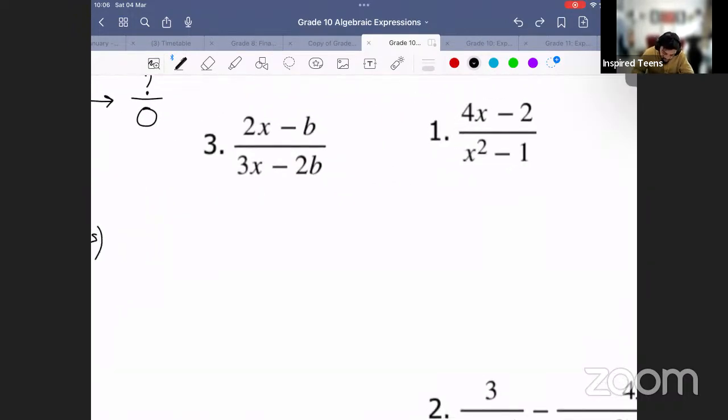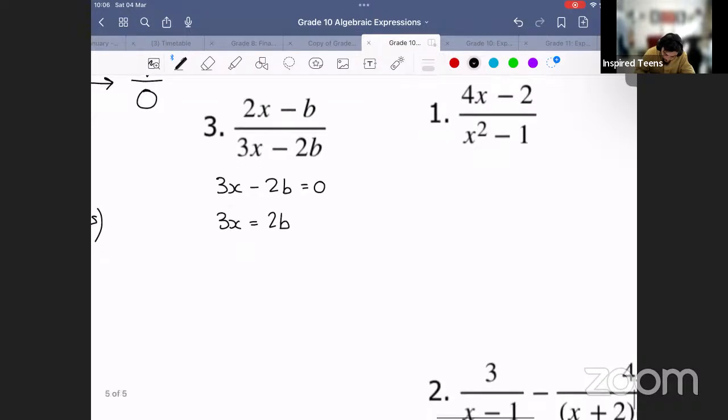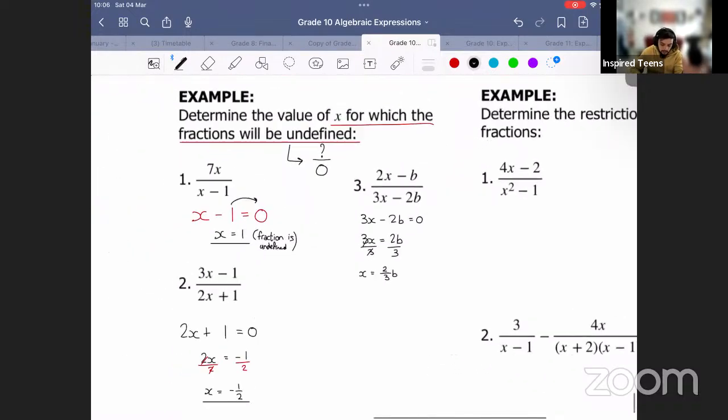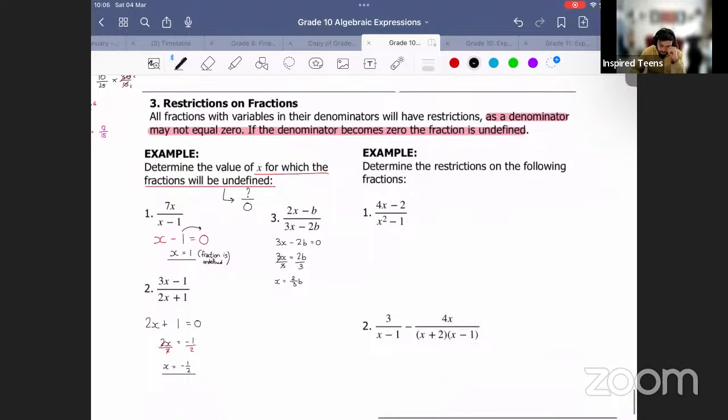Let's look at this. How are we meant to factorize, or do they just want it in terms of b? So I take the denominator and equate it to 0. I take 2b over to the other side, it becomes positive 2b. Then I divide both sides by 3. I get x is equal to 2b over 3, or 2 over 3 b. I'm guessing that they just wanted the answer in terms of b there. That's simple enough, and I hope that makes sense.